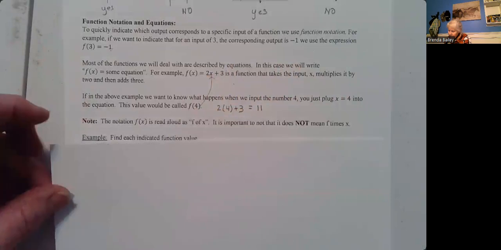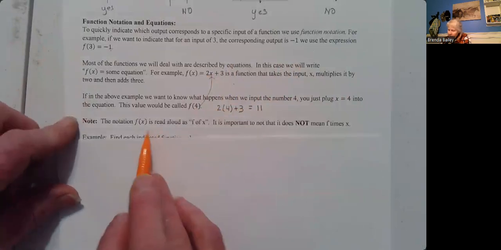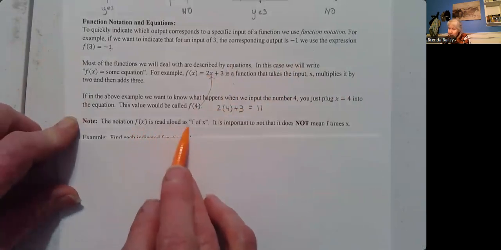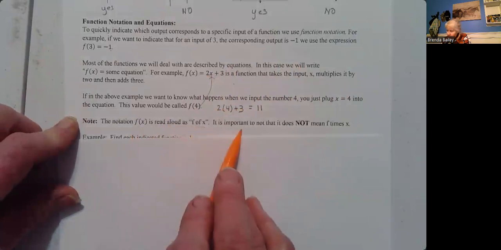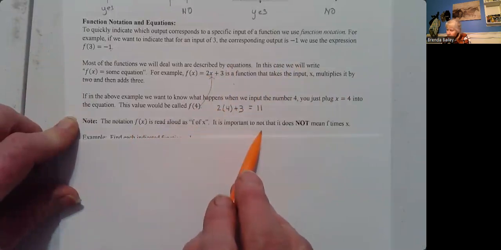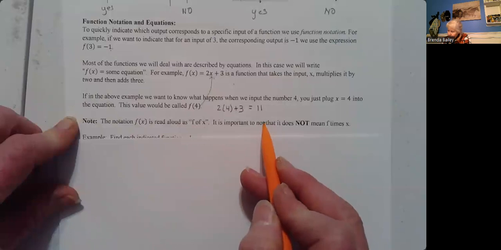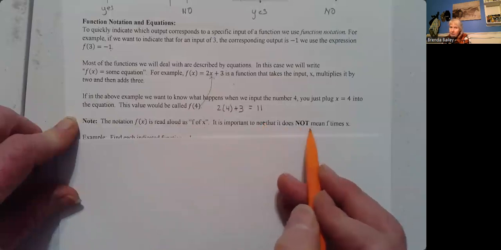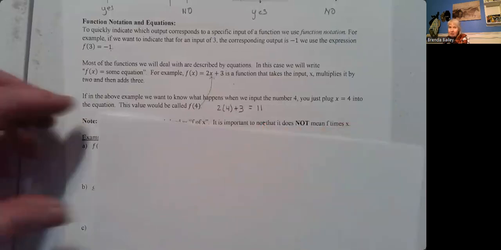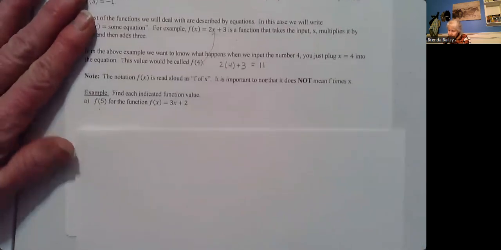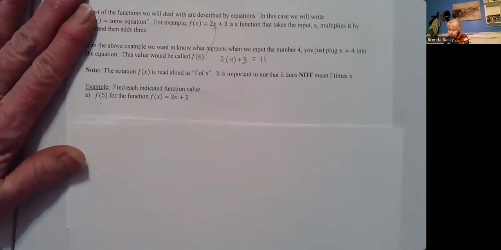Great. The notation f of x is read aloud as f of x. It is important to note, that should be an E there, that it does not mean f times x. You know, it changed the rules on you. Sorry. Okay. Well, let's do some more equations.